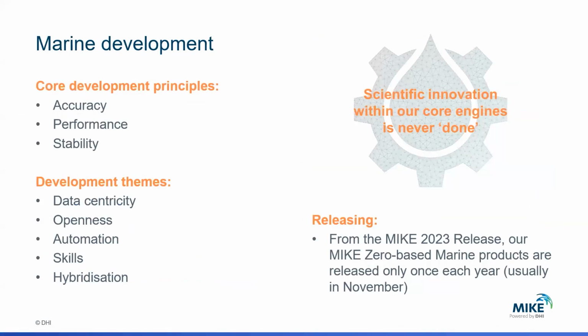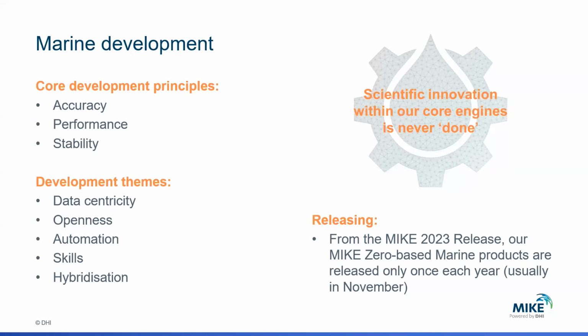Just a little thing before we start, I thought it would be nice to share some of our development principles with you. Our core development principles of accuracy, performance, and stability are what we strive for. It's important to note, and you'll see in the presentation, that our scientific work is never done. We aim primarily to provide you with quality software. We want you to be more efficient, and we want to keep our engines at the forefront.